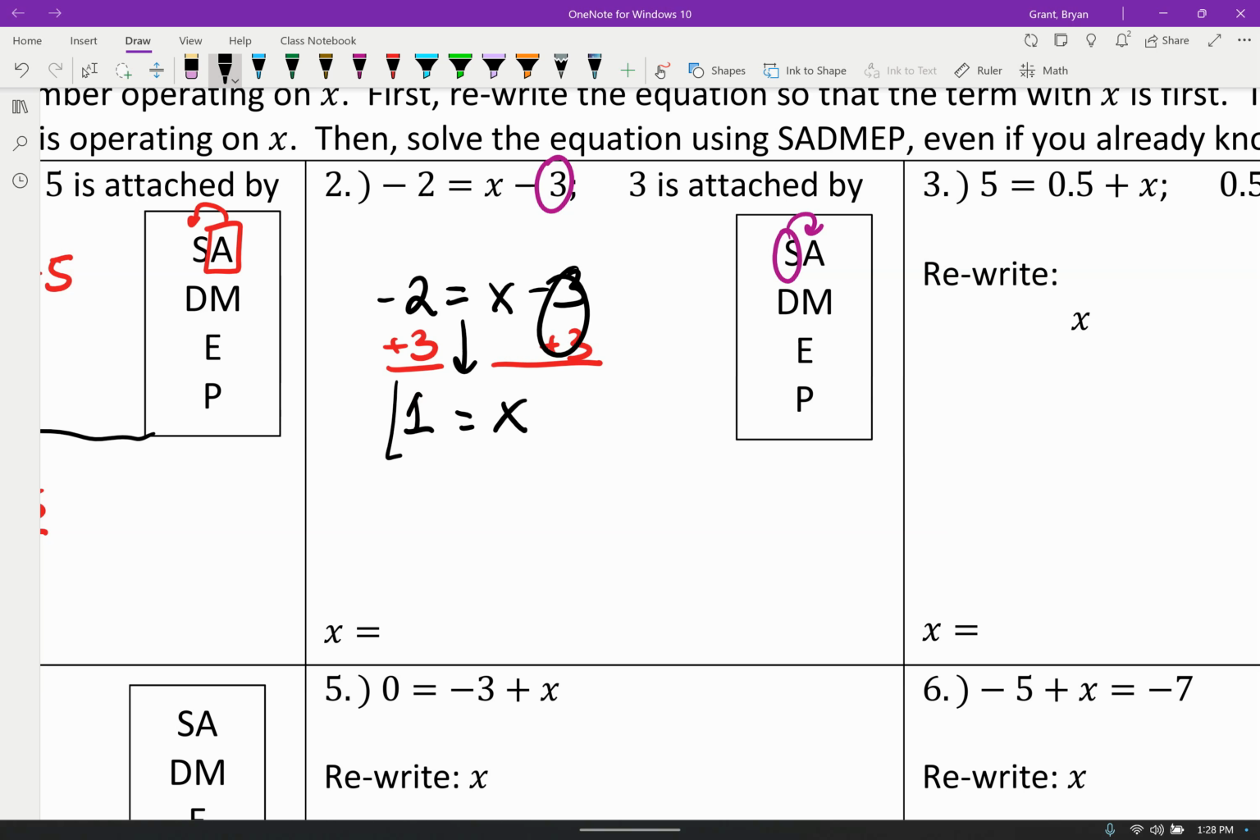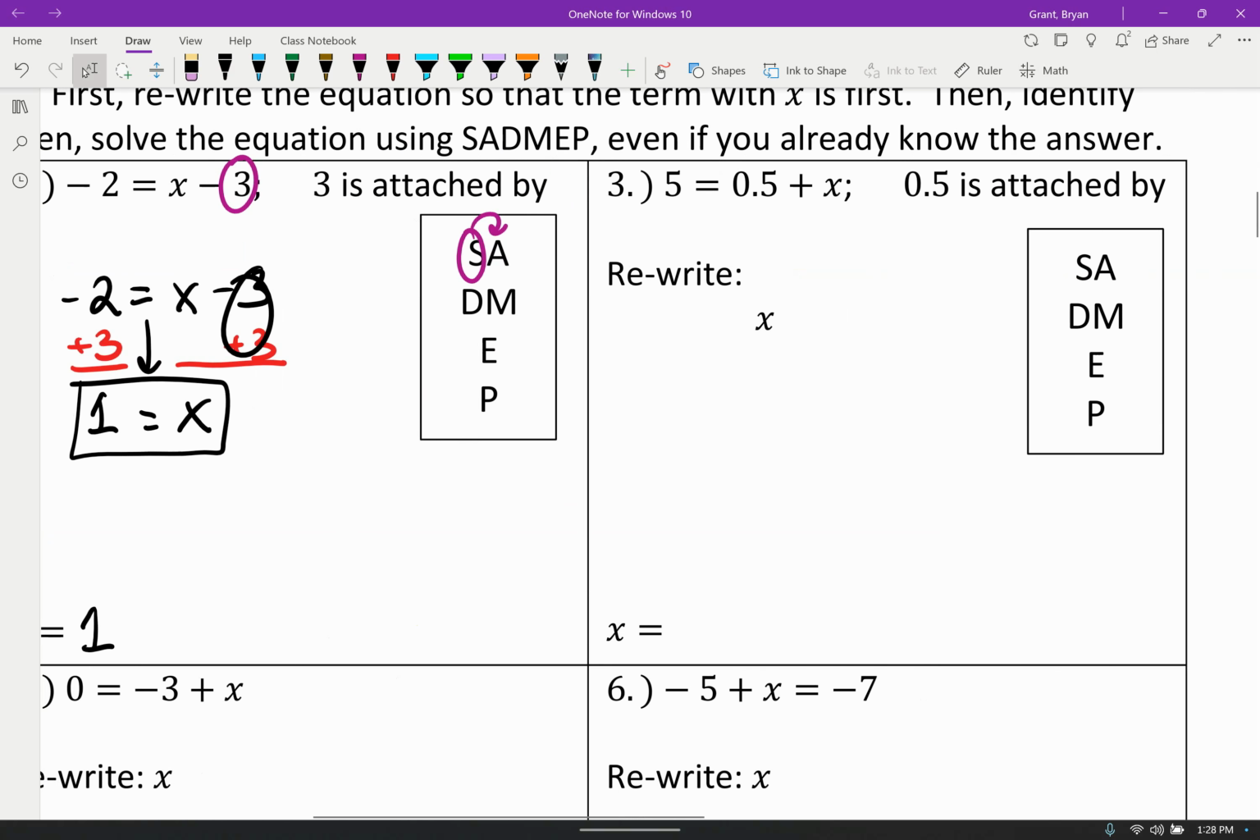And I think we're set. x equals 1 or 1 equals x. They do mean the same thing. And if we check it, if you start at positive 1, and then you subtract 3, is 1 minus 3 equal to negative 2? You could check it on your calculator, you could check it with a number line, or you could do some mental math. Yeah, 1 minus 3 is negative 2.